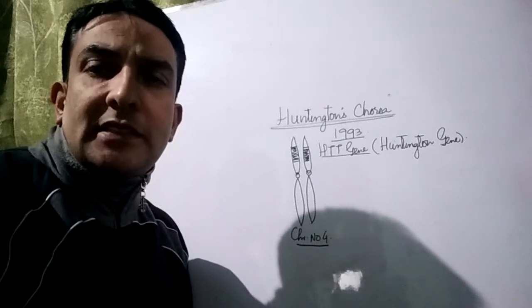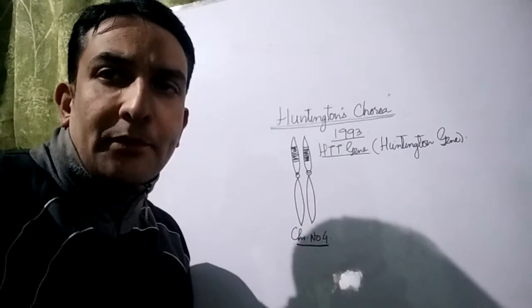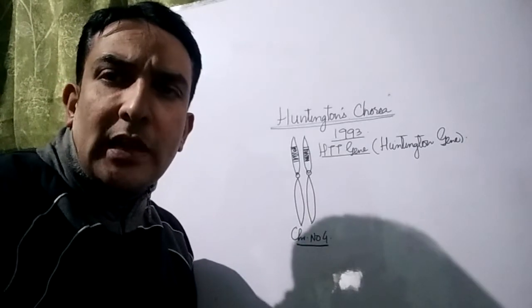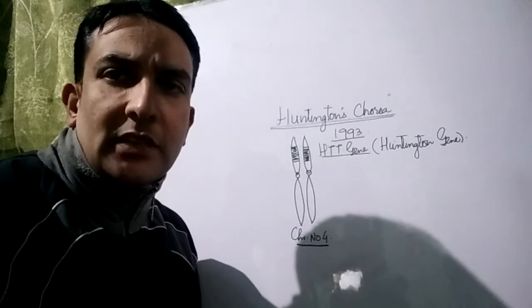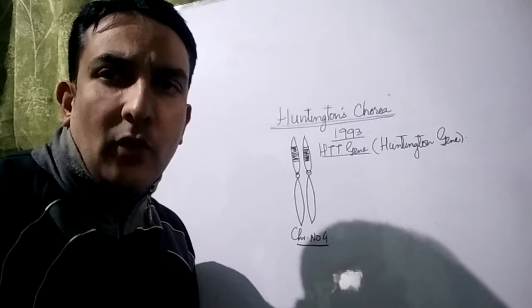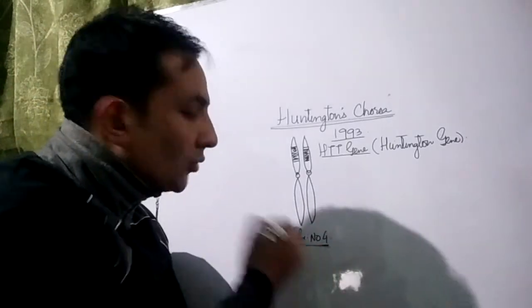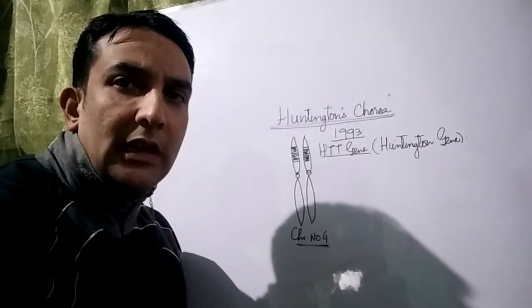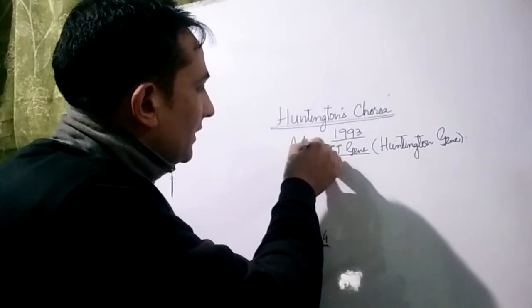Dear students, let's discuss a very important concept, that is the concept of Huntington's chorea. Huntington's chorea is basically a single gene disorder. It is a dominant single gene disorder related with a gene which is present upon the chromosome number 4. So, this is the graphical representation of the chromosome number 4, and you see on this chromosome number 4 there is a gene, this gene.